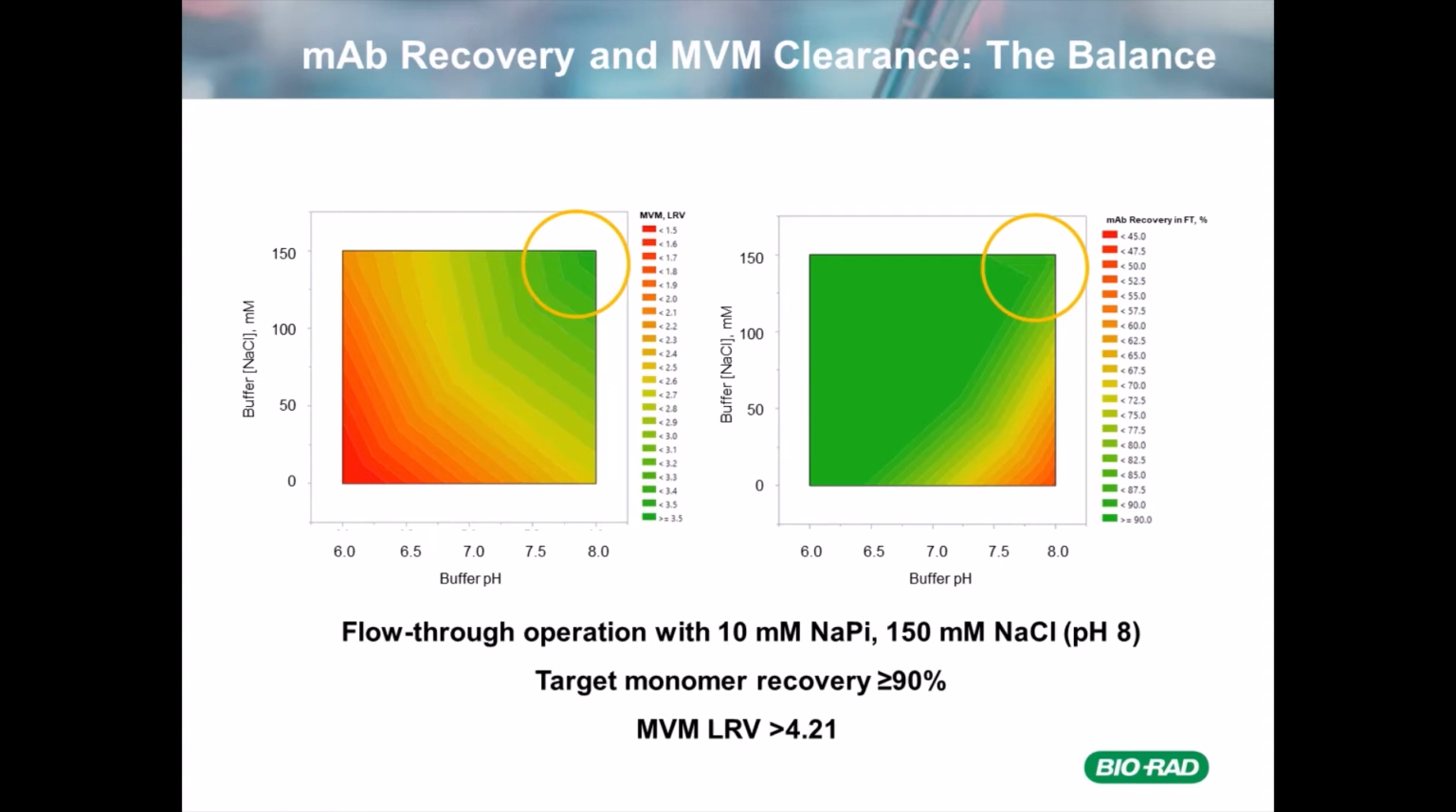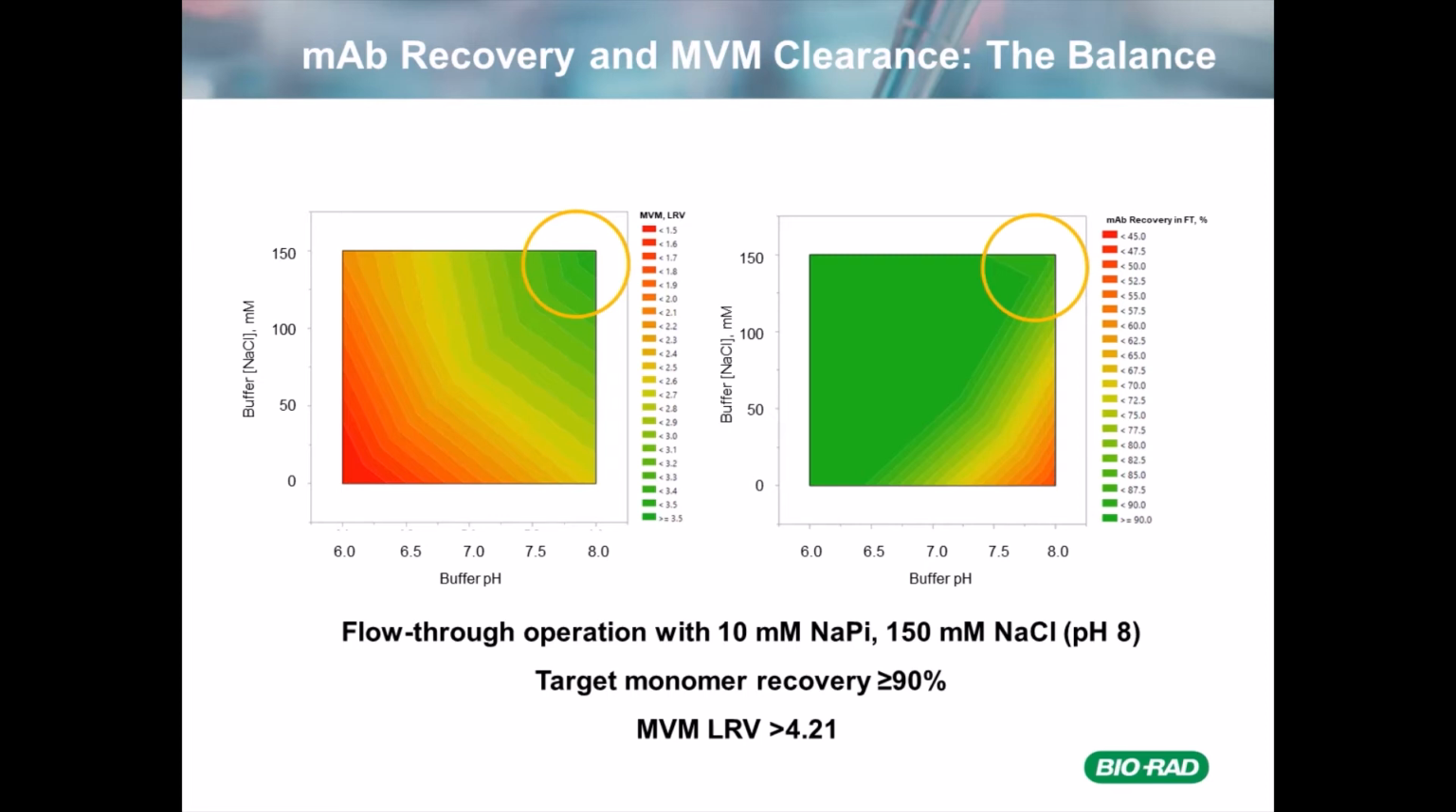For this particular polishing purification, we actually want to achieve the best reduction of MVM. According to the DOE prediction, the MVM is retained by the column during the flow-through separation if it's run at pH 8 with 150 millimolar of sodium chloride in the buffer. On the other hand, the recovery of the target mAb monomer is the best if the operation is run at pH 6. How are we going to balance it?